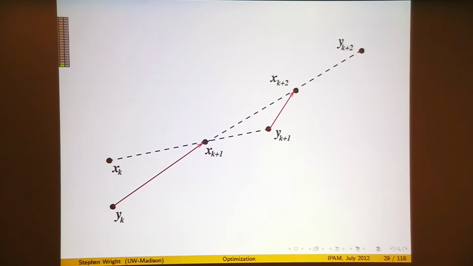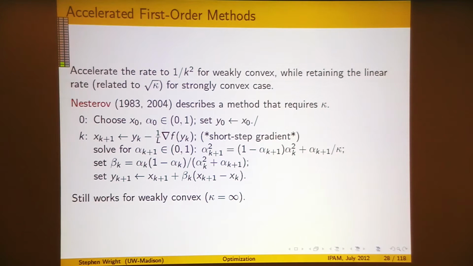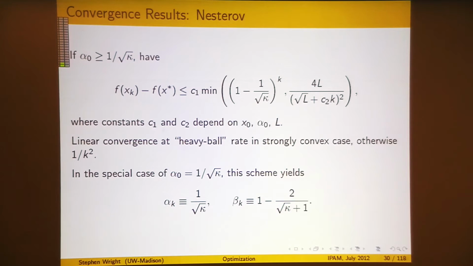Okay, so I showed you that picture already. And you can get this kind of convergence result. First of all, these methods work whether or not the problem is weakly convex or strongly convex. If it's weakly convex, then this kappa is infinity. The condition number is infinite, so this term here is always 0. And things simplify a little bit, but it's all still valid. In that case, you get a 1 over k squared type convergence rate. That's what you see there.